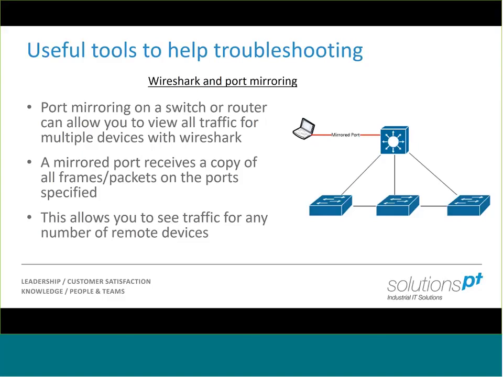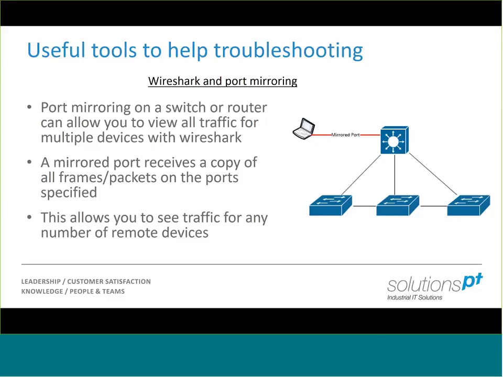It will essentially take a copy of every single frame on the ports you specify and send it down your mirrored port. What you can do with that is load Wireshark and receive traffic for the entire network, or at least all the ports that you specify in your port mirroring. So with this you can start troubleshooting devices not local to you.